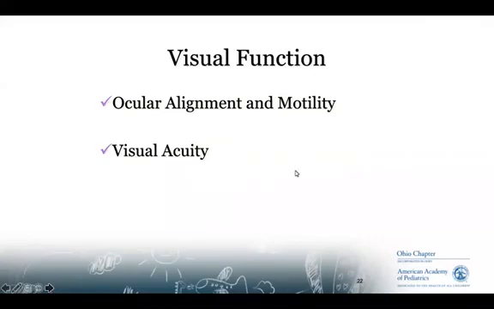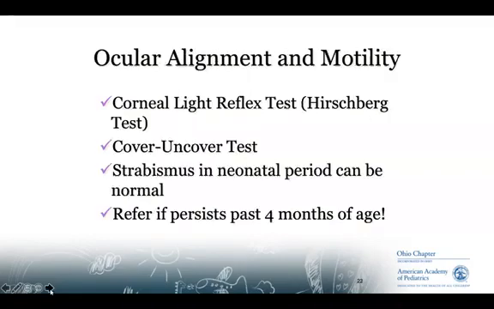When looking at visual function, there's two things that we typically look at. One is ocular alignment and motility, and the second is visual acuity. Let's look at ocular alignment and motility first. There are a couple of different tests that can be used to assess this. One is the corneal light reflex test, also known as the Hirschberg test, and the other is the cover-uncover test. And remember that strabismus in the neonatal period can be normal, and I typically will not refer unless the strabismus persists past 4 months of age.